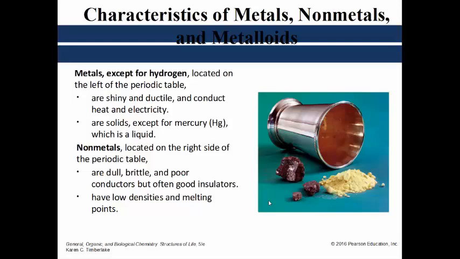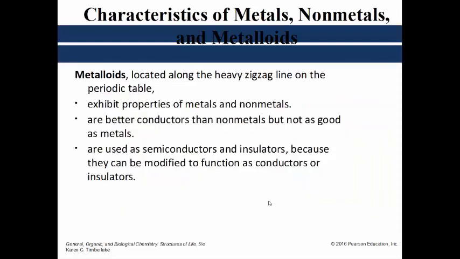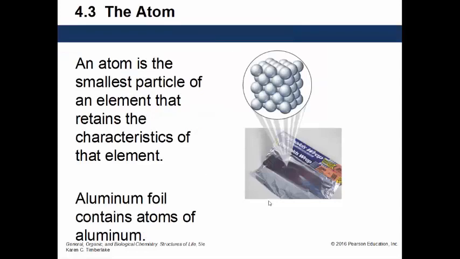Nonmetals will be on the right-hand side of the table. These are going to be very brittle and very dull, and very poor conductors of heat and electricity, but very good insulators. And nonmetals also have very low densities and very low melting points. Now the ones that overlap between metals and nonmetals are called metalloids. These have properties of both metals and nonmetals. They are better conductors than nonmetals, but not as good as metals. Because of this, they're used as semiconductors and insulators, because they can be modified to function as either a conductor or an insulator.